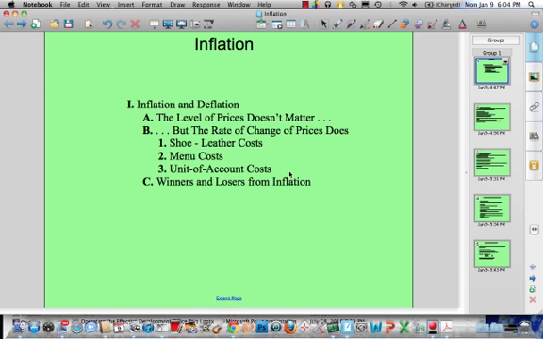All right, that is a quick introduction to inflation. We talked about why the level of prices doesn't matter, but the rate of change of prices does. We talked about 3 external costs of rapid inflation. We talked about why we have winners and losers from inflation.